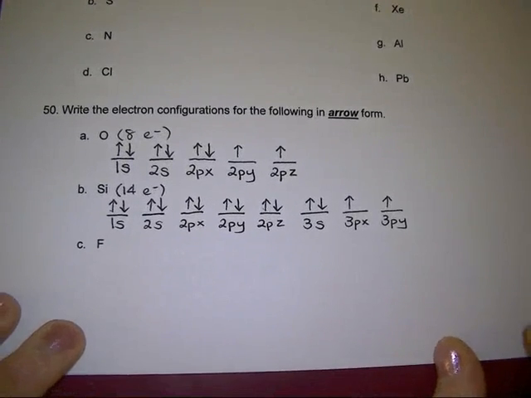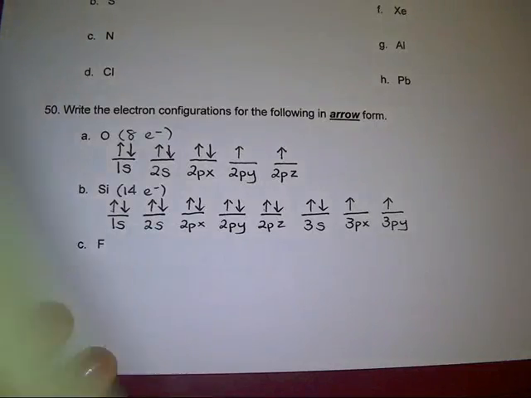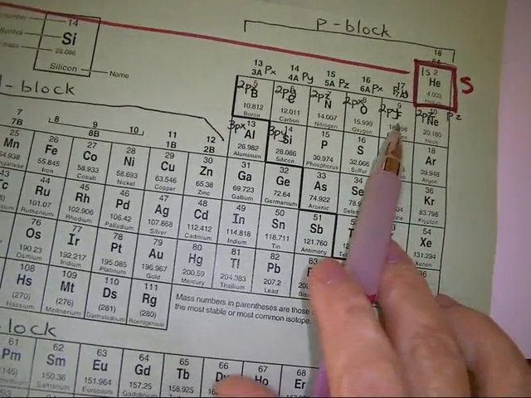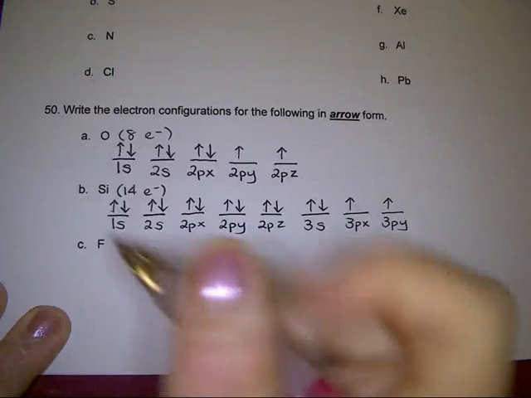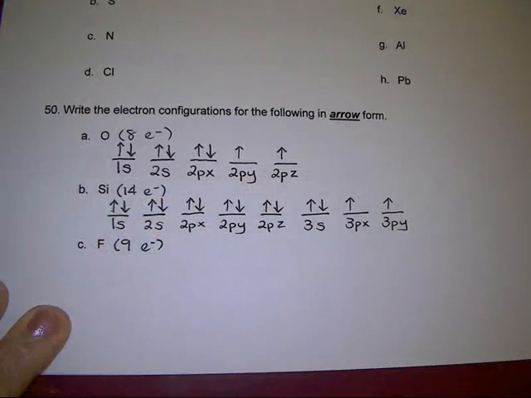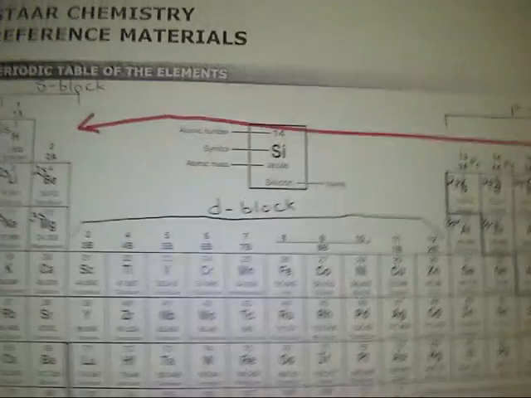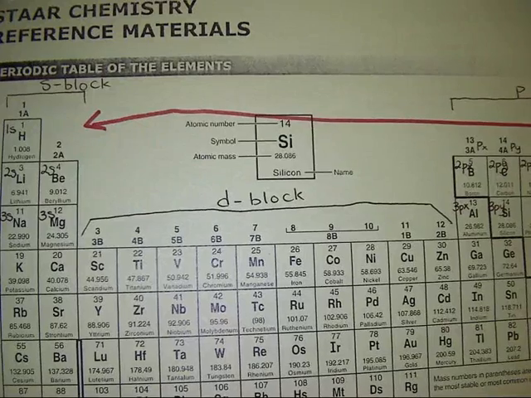Alright, and the last one for the arrow form on the review is F. Okay, if you look at F on the periodic table, it is atomic number 9, so it has 9 electrons. Okay, and all this means is I have to go from atomic number 1 all the way to atomic number 9 and write out all of its electron configurations.